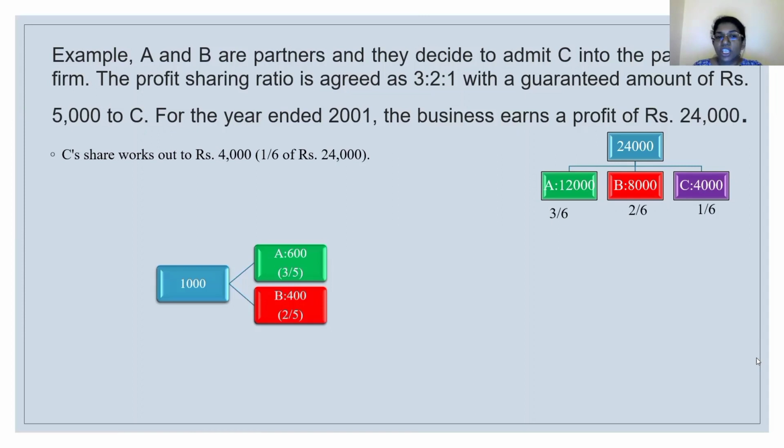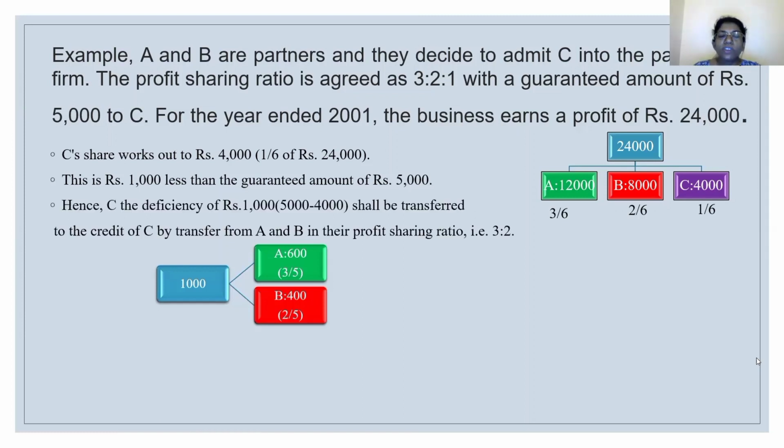C will get a profit of 4,000, and this is less by 1,000 because they have already promised to give him 5,000 of the profit. Then this 1,000 has to be distributed among A and B. A will bear 3/5 of it, and B will bear 2/5 of it. So from A we have to deduct 600, and from B we have to deduct 400.